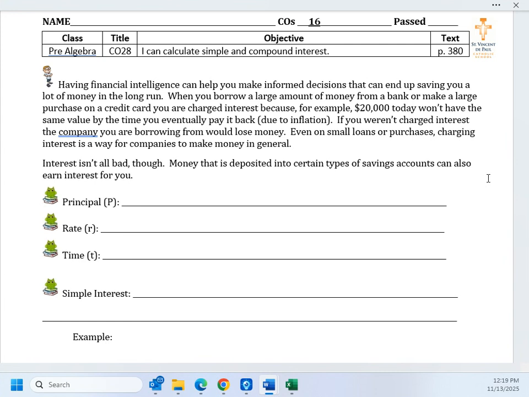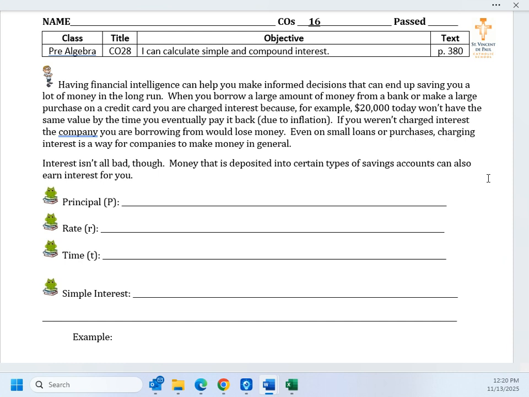Think about money 100 years ago. What you could buy for $1 is not the same as what you can buy for $1 now, right? Think about that bottle of pop we learned about in an earlier objective, where it was 99 cents in whatever year, and now it's $2.19, right? Money changes over time in how much you can actually pay for with it. So they charge that interest. You're borrowing our money, it's going to be worth something different in the future, so we're charging that interest on it. If you weren't charged interest, the company you are borrowing from would lose money.